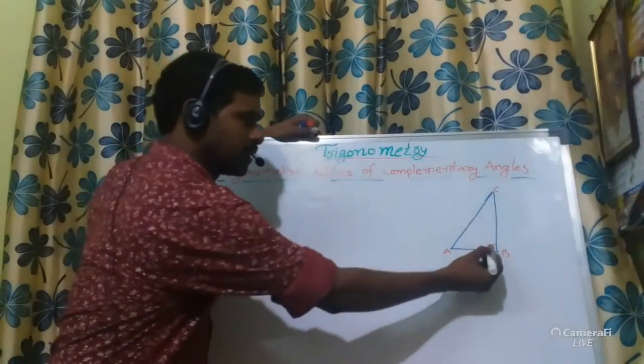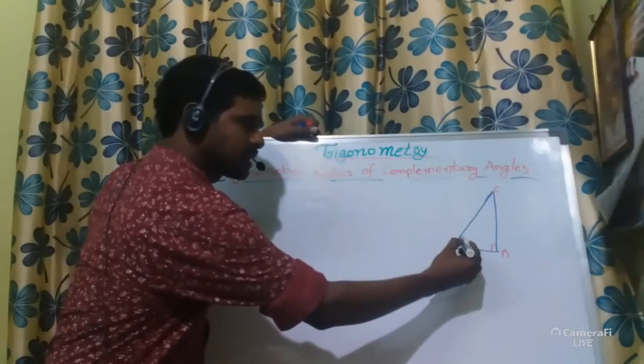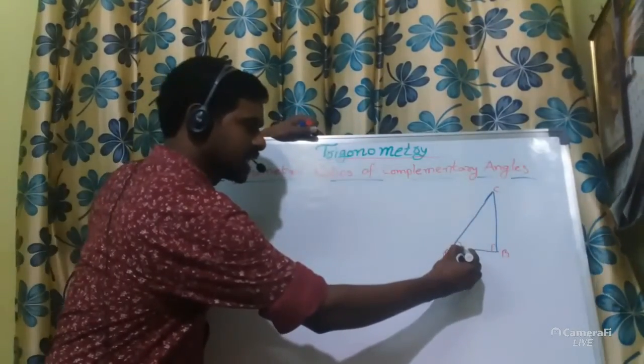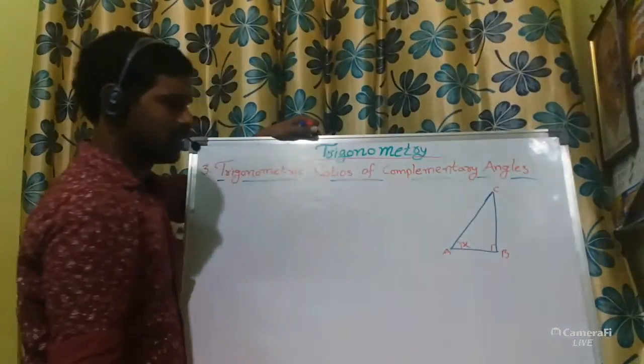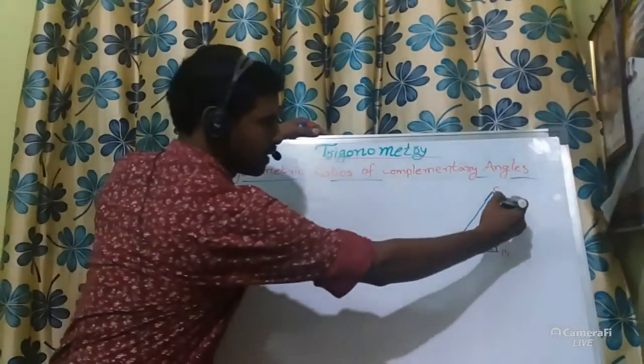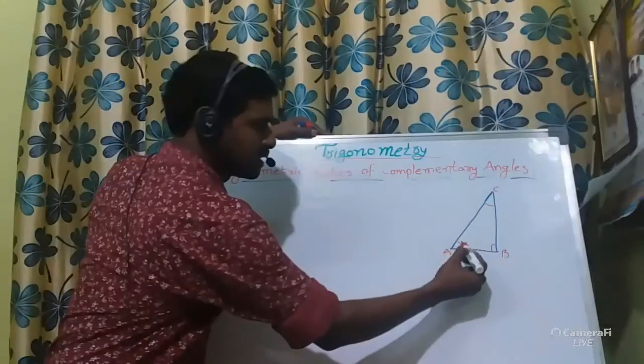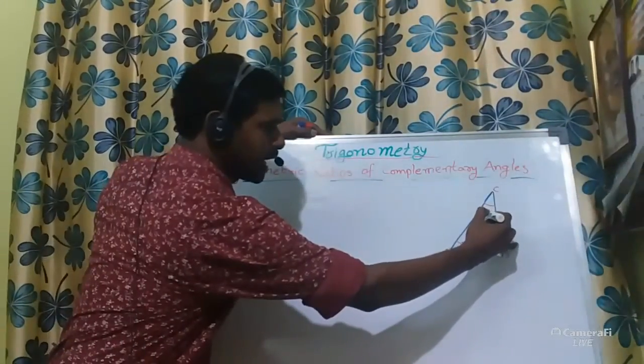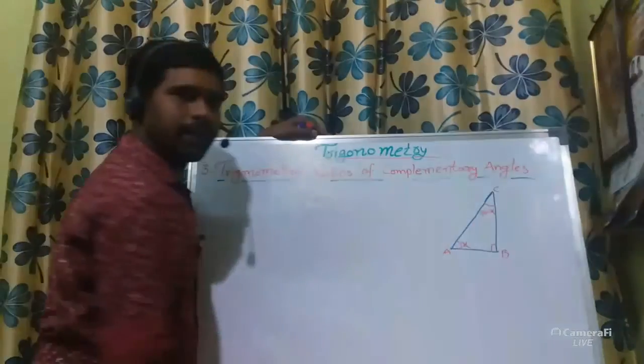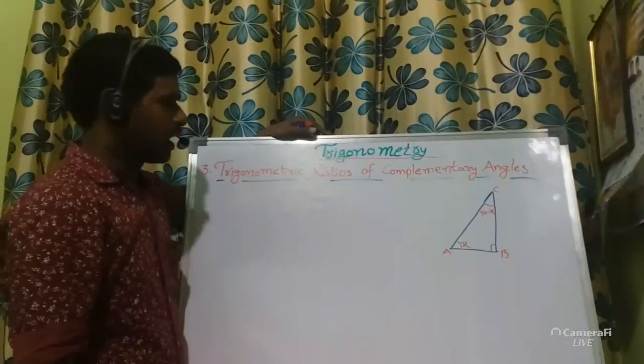Then let me say that angle A is x degrees. Then the angle C is 90 minus x. Angle C is 90 minus x.